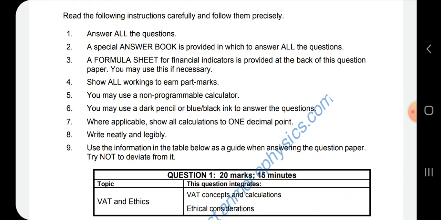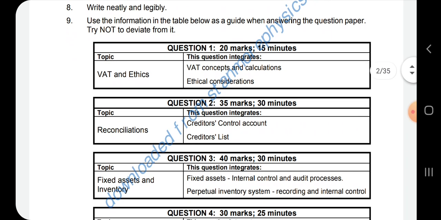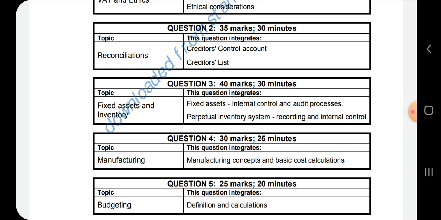Where applicable, show all calculations to 1 decimal place. So if you get fractions, just correct it to 1 decimal place. I hope you know how to convert. Write neatly and legibly. Use the information in the table as a guideline. So the examiner has given you how many minutes you should budget towards a question. They say 15 minutes for question 1, 30 minutes for question 2, 30 minutes for question 3 as well, 25 for question 4, and 20 minutes for question 5.